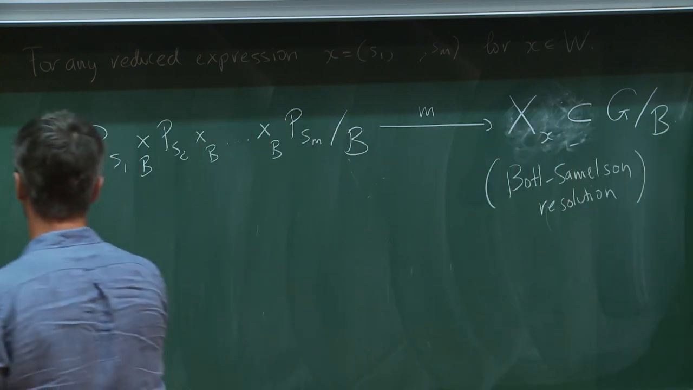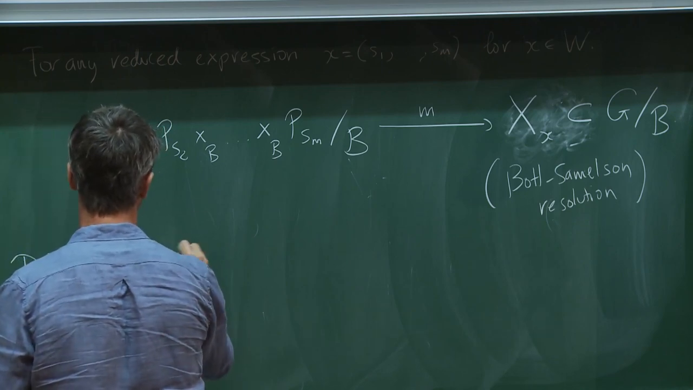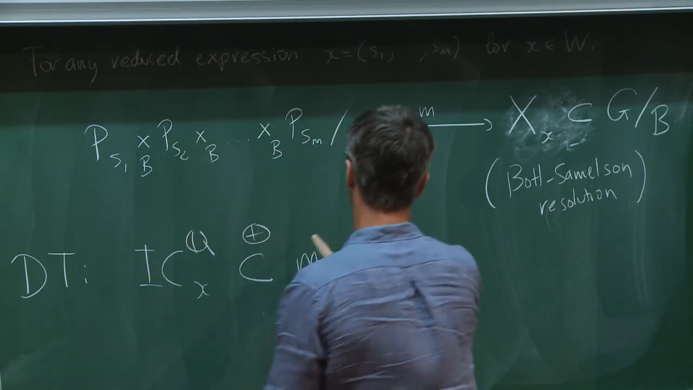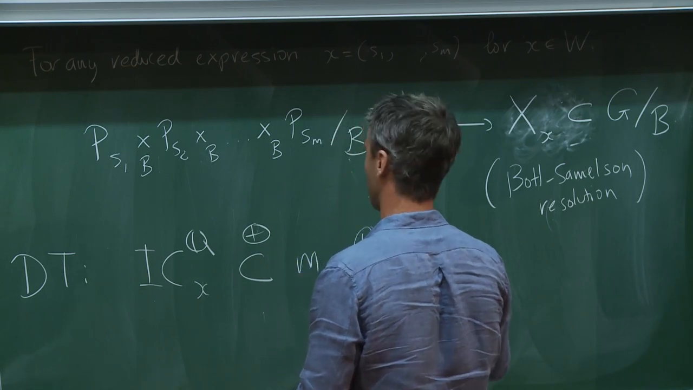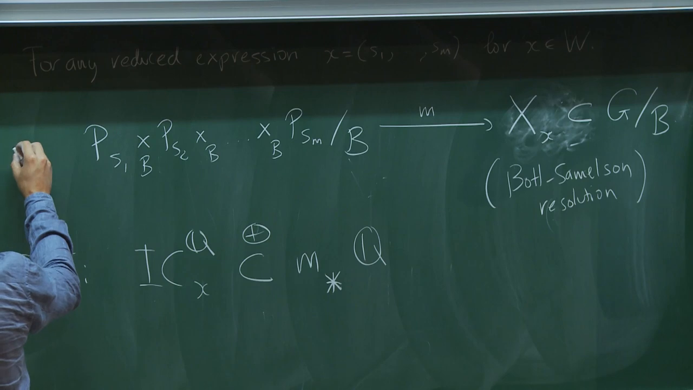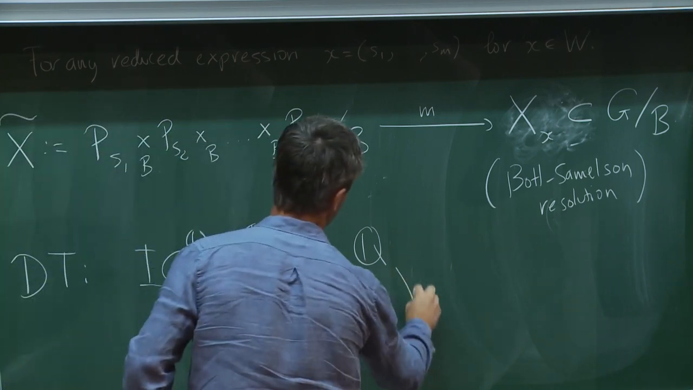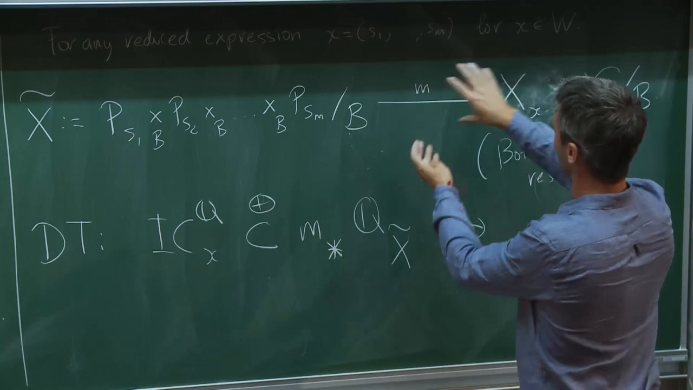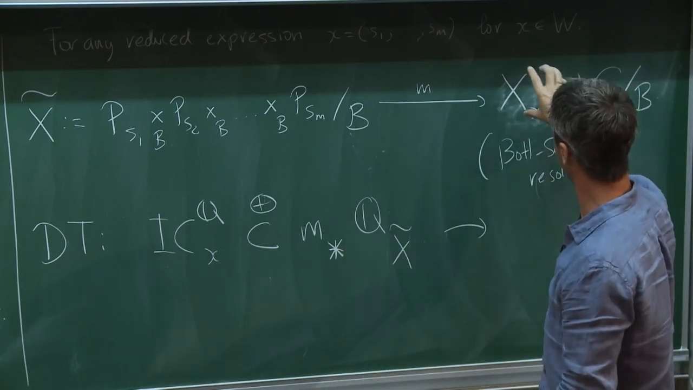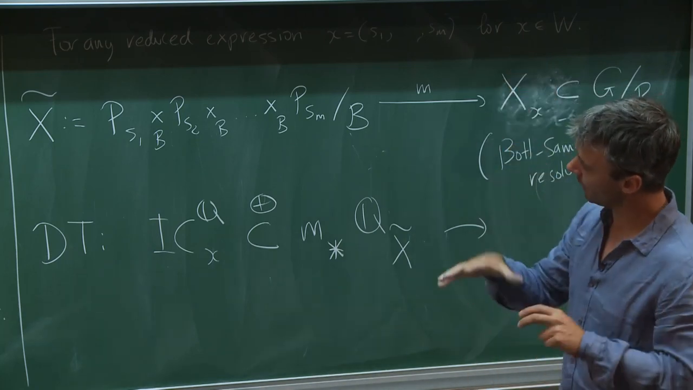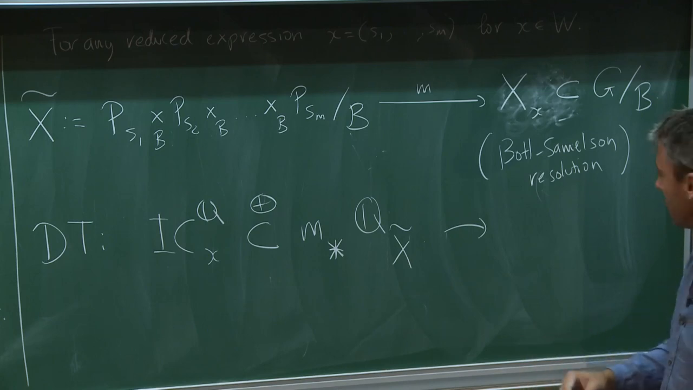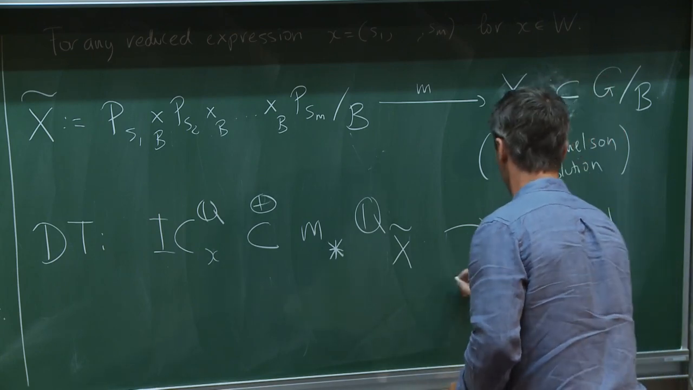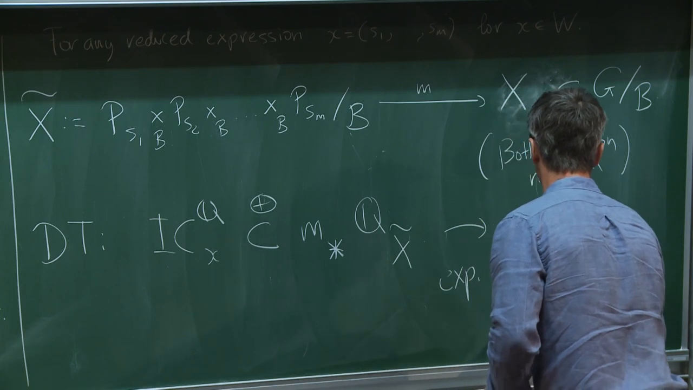And then the decomposition theorem says that IC of X appears as a summand inside the direct image of Q of this. If you imagine what's happening here, the decomposition theorem tells you that you have this intersection cohomology complex supported on the open orbit, and then you have stuff supported on smaller orbits, but there you know all the stalks by induction, and so this gives a combinatorial expression for Kazhdan-Lusztig polynomials.